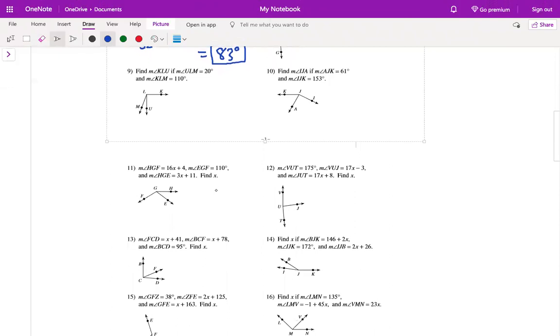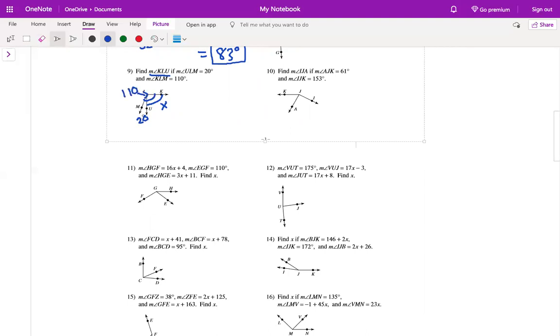Right, number 9. Okay, we have to find the measure of angle KLU. KLU is one of the smaller angles now. We don't know what this is. So when we don't know what something is in math, we will often just call it x. Measure of ULM, so that's this small one, is 20 degrees. And the measure of the whole thing, this big angle, is 110 degrees.